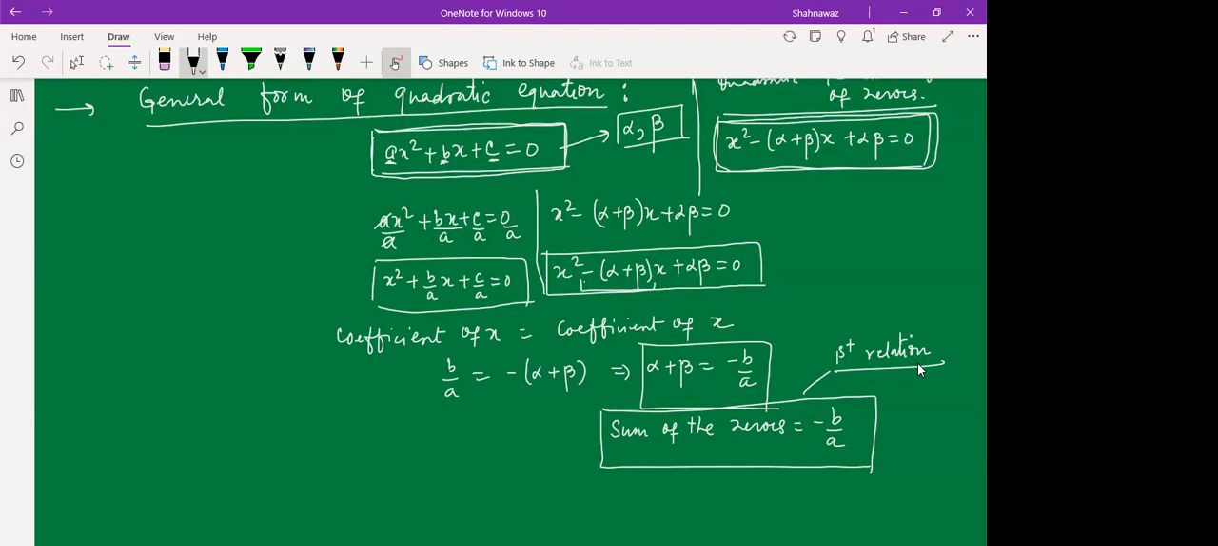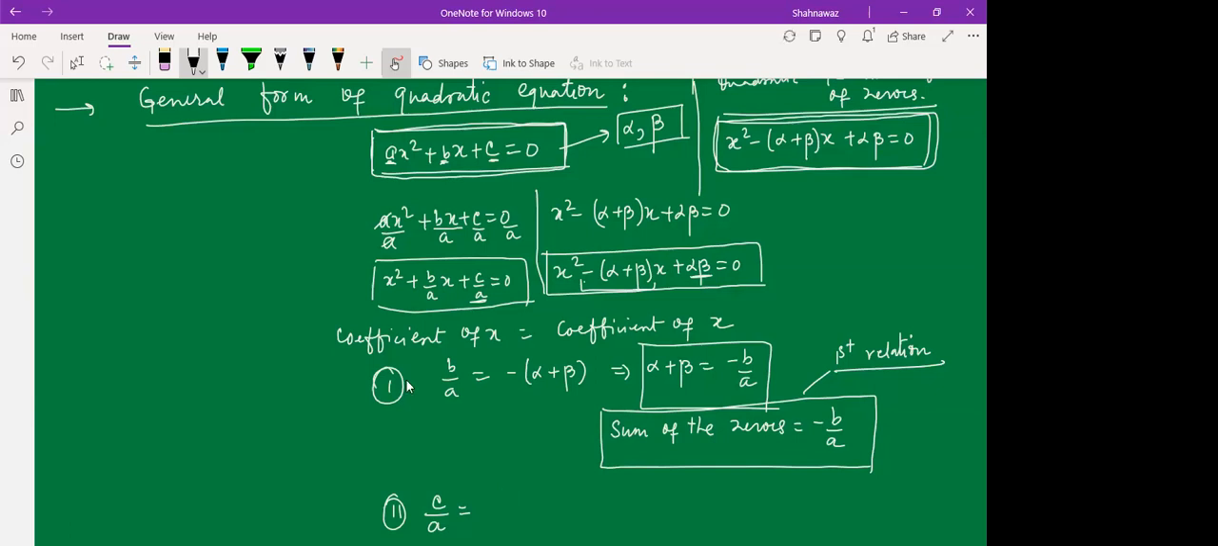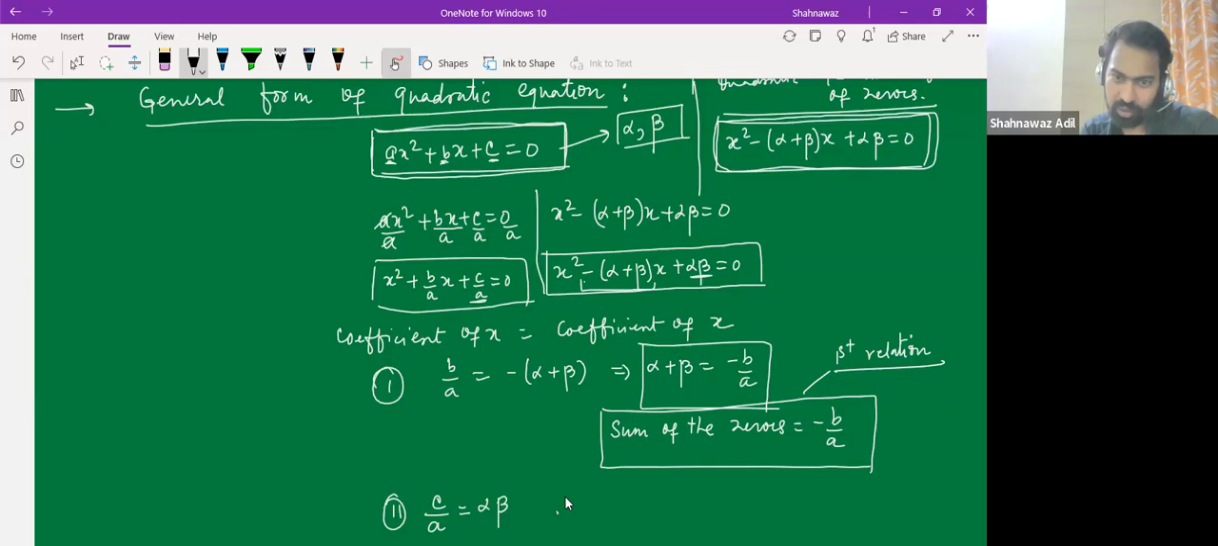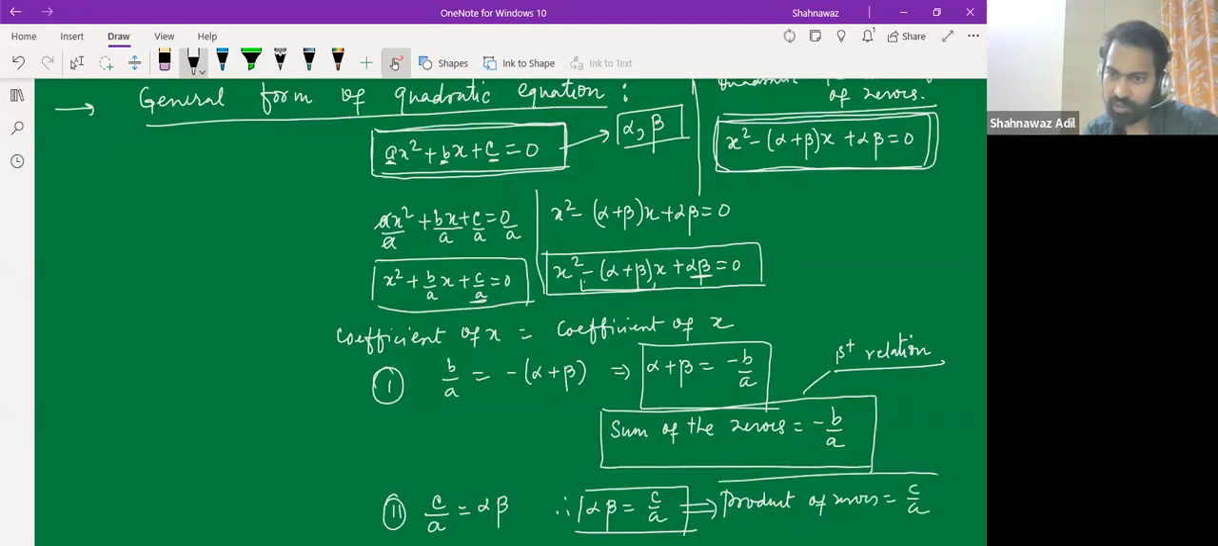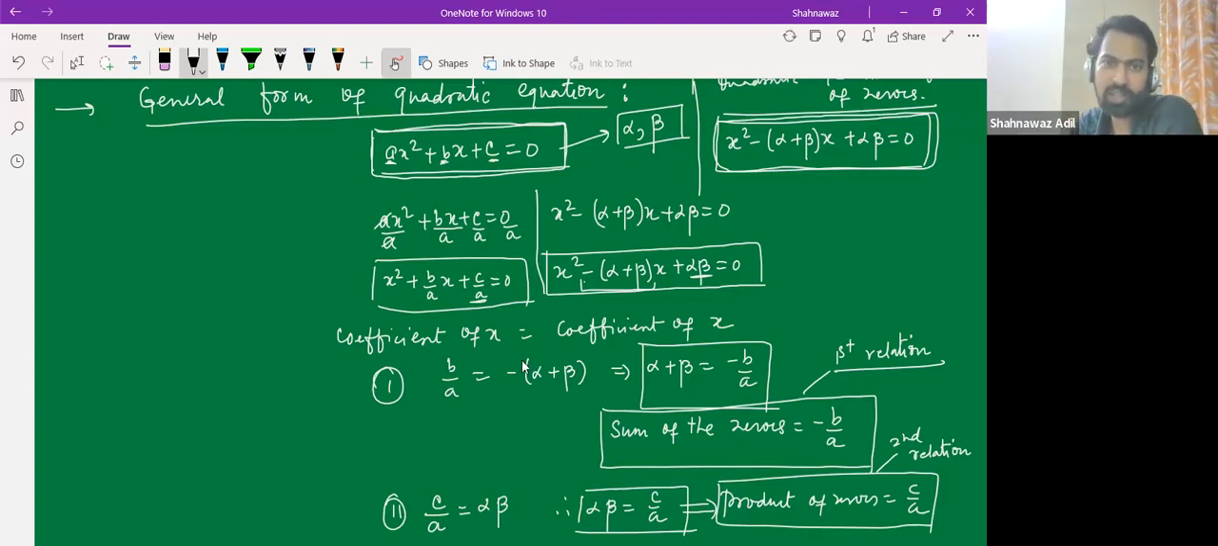Yes, sir. Okay. And again, comparing the constant terms, I can write c by a. Secondly, c by a is how much? Alpha into beta. Good, good. So alpha into beta is c by a, so I will get the product of the zeros is c by a. So this is the second relation. Clear, guys? Any doubt? No, sir. So these are the two relations for the quadratic equation.